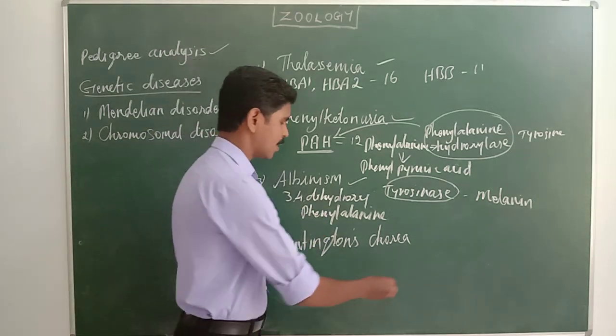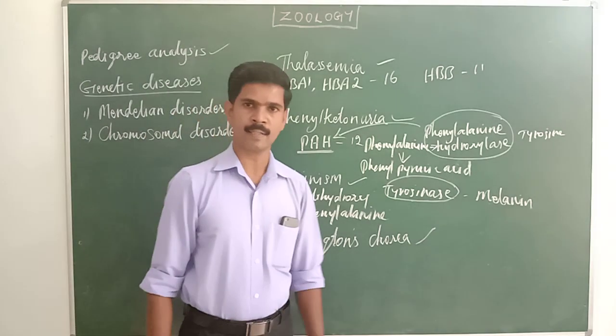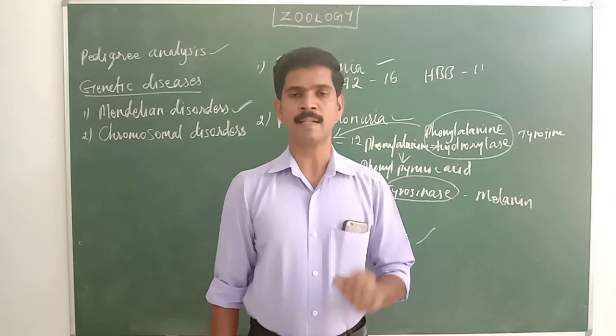And now we are going to study about the last Mendelian disease, Huntington chorea. Huntington chorea. So this is an autosomal dominant gene disorder.